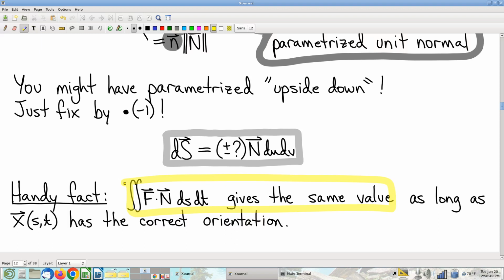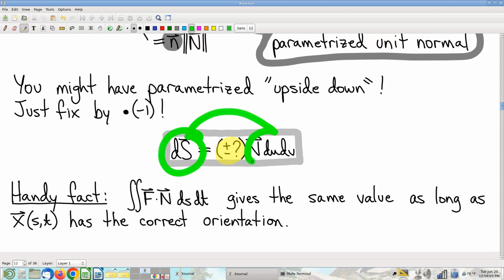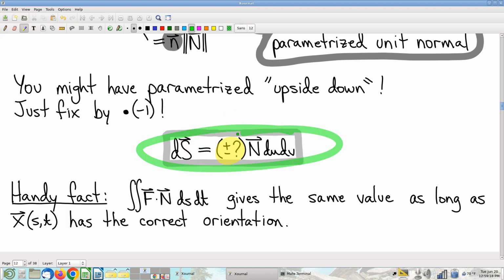It doesn't matter how you parameterize however you feel like, makes no difference. And again, except for the orientation issue, it is true that the ds vector can be written in terms of the parameterization with this little formula, in du dv, or, depending on what your parameters are, it might be in ds dt or d phi d theta, whatever, right? But that's all fine. Just make sure to recognize that you've got to think about that orientation.